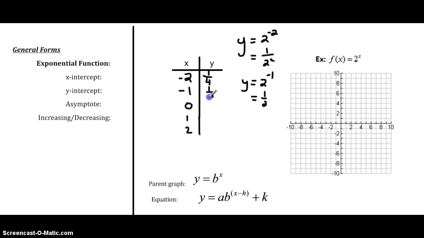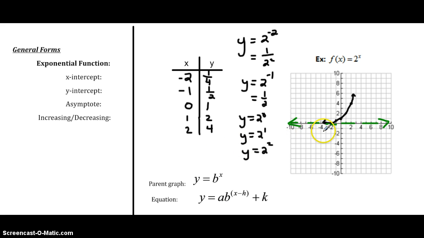For 0, we have y equals 2 to the 0 power. Remember, anything to the 0 power is 1. So our value at 0 for y would be 1. Now these two are probably pretty simple for you. y equals 2 to the 1 power would be 2. And y equals 2 to the 2 power would be 4. 2 squared is 4. Okay, I want you to go ahead and now plot that on your graph here. Plot these points to see if you can see your equation here.